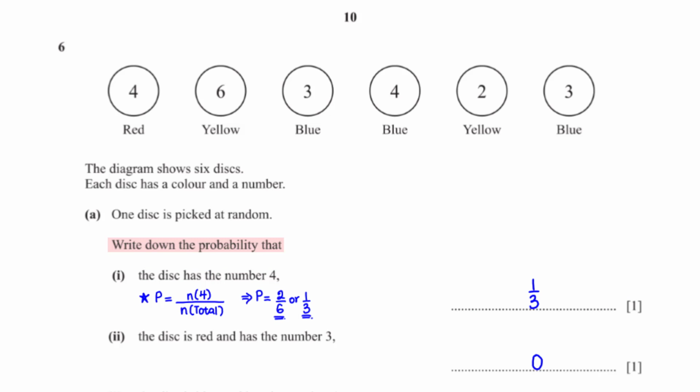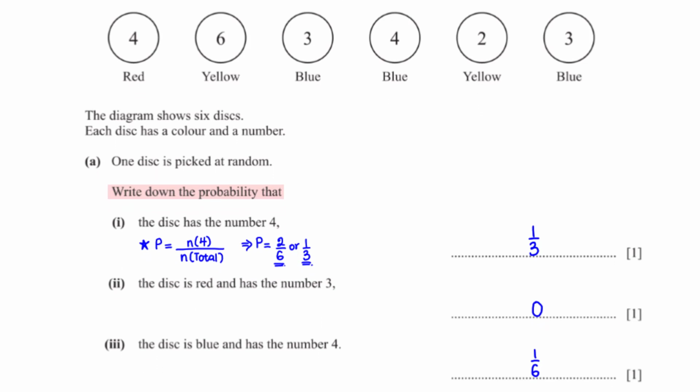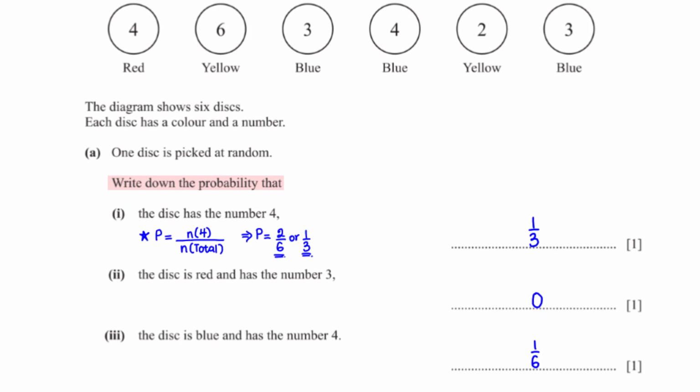Write down the probability that the disc is red and has the number 3. Straight away, we know that this probability is equal to 0 because there is no disc that is red and has the number 3. Write down the probability that the disc is blue and has the number 4. This probability is equal to the number of discs that are blue and have the number 4, which is 1, divided by the total number of discs, which is 6. And so our final answer here is 1 over 6.